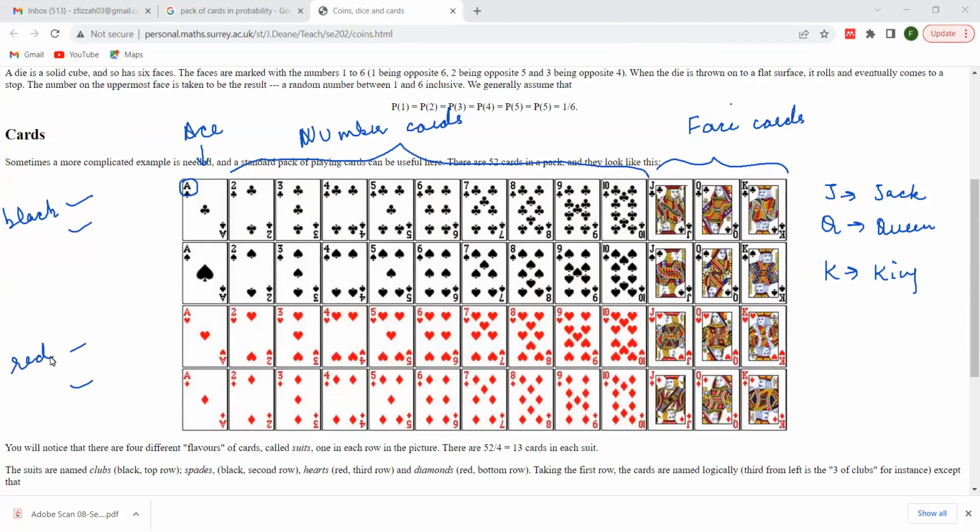26 cards are black, and 26 cards are red. Now there are special names. This particular symbol is called club. This symbol is called spade. And this is called heart. This is called diamond.